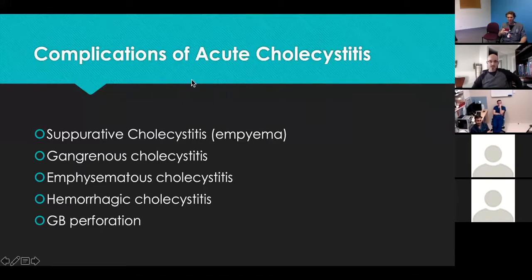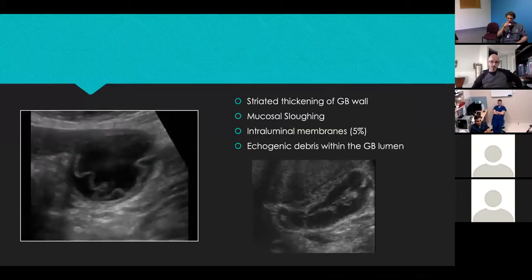Complications of cholecystitis, probably this is actually more relevant to you guys than us, because this would be a patient who ends up in ICU, probably with either empyema or gangrene of the gallbladder, emphysematous cholecystitis, or gallbladder wall perforation. And I've got some images of some of those.